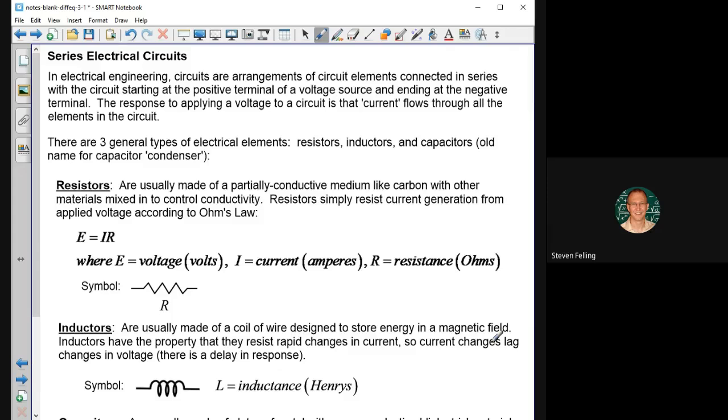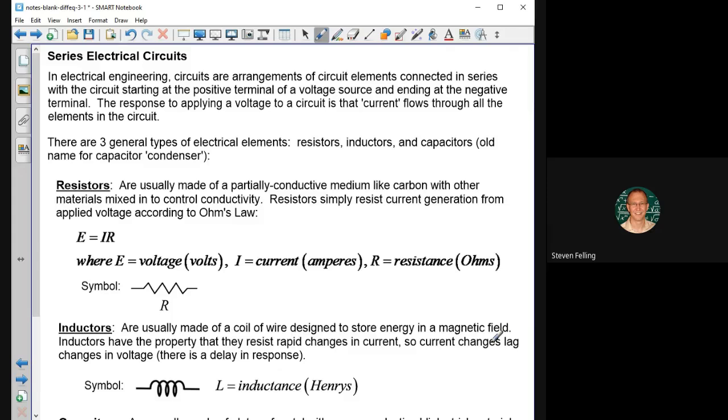In electrical engineering, a circuit is an arrangement of circuit elements that are connected in series, one like in a line, like if you lined them up and connect them together, the start of one to the end of the other, right? And the circuit then starts at the positive terminal of a voltage source. It goes around through the circuit elements, and then it ends at the negative terminal of the voltage source. So it makes a complete circuit, right, with no breaks.